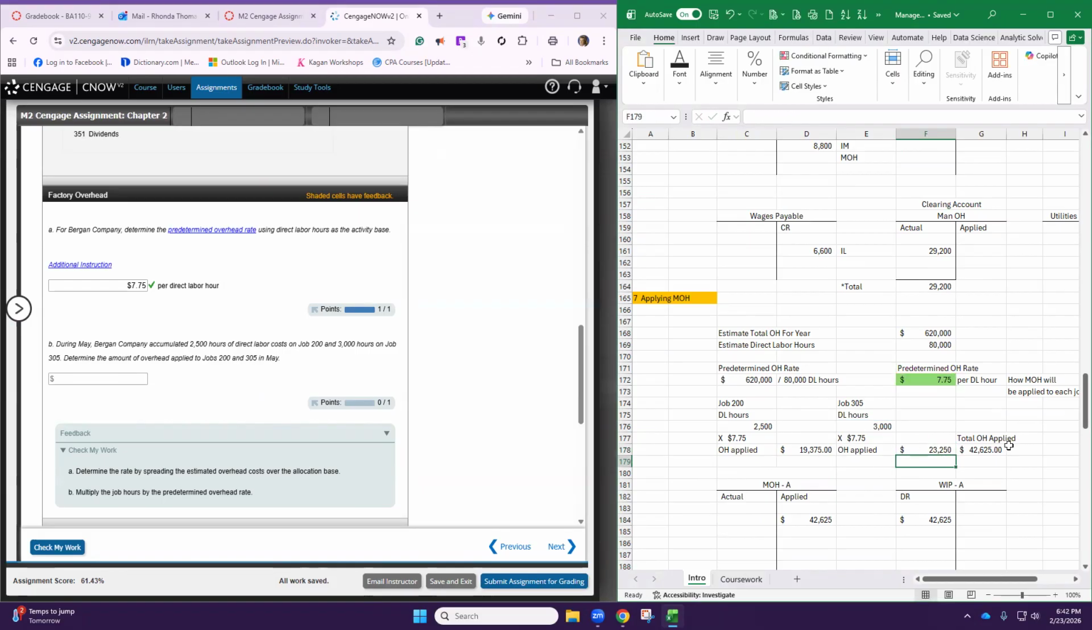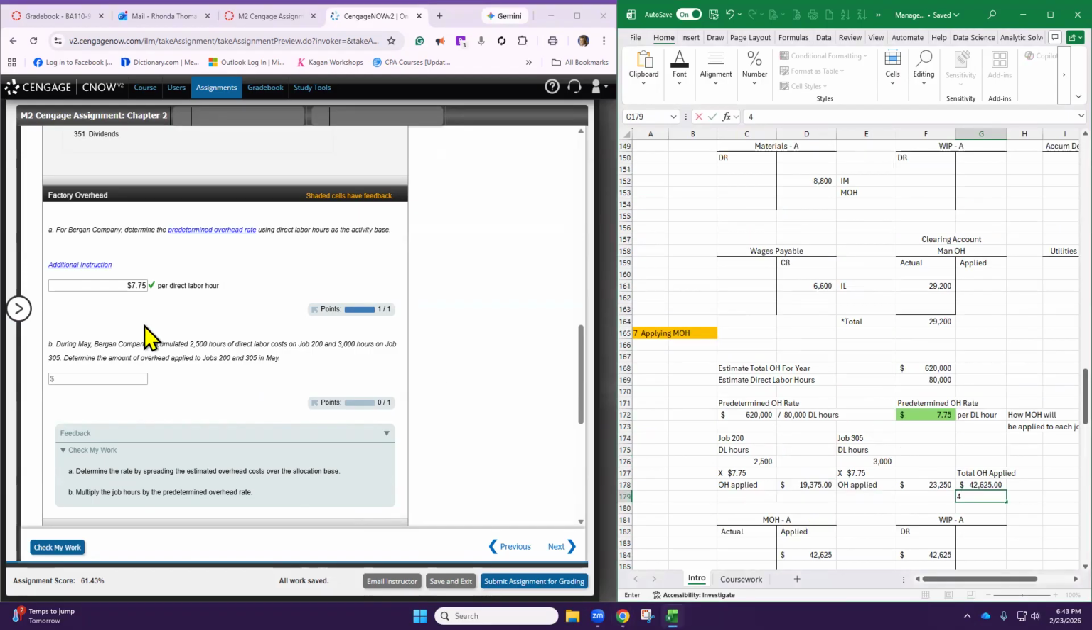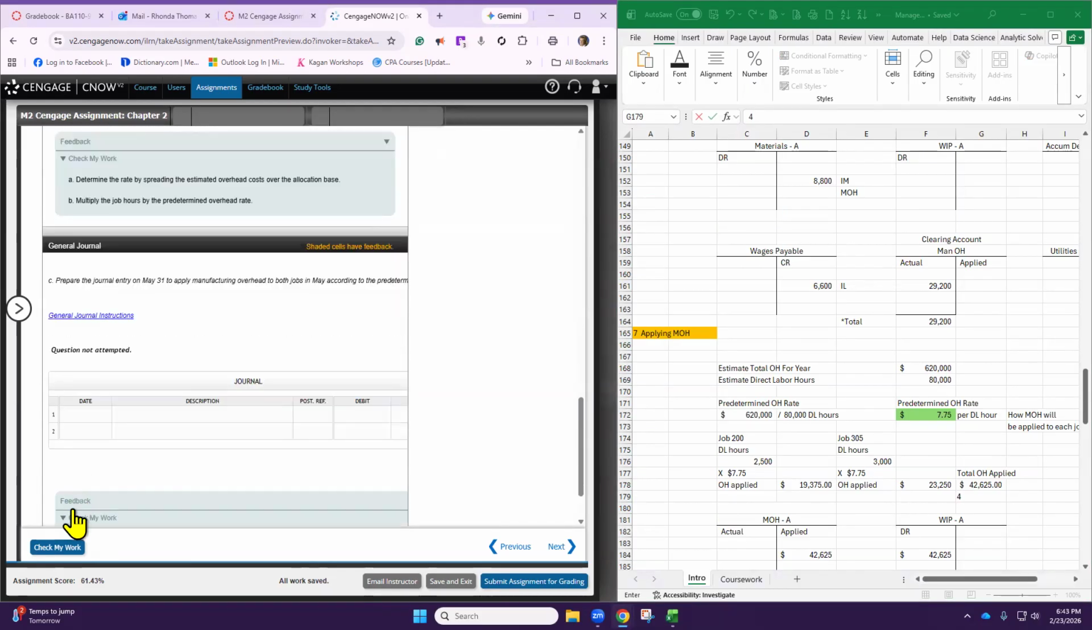So they both have an amount. And then this is the total of both of them. So they want the total of both. Okay, so we're looking at 42,625. Okay, 42,625. Now let's do a journal entry here.